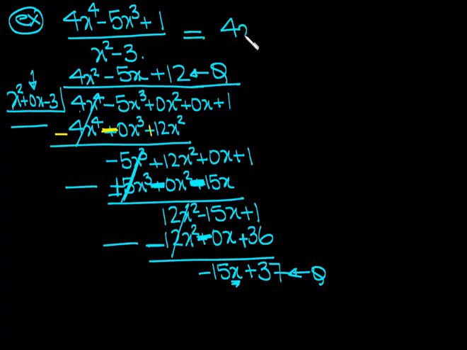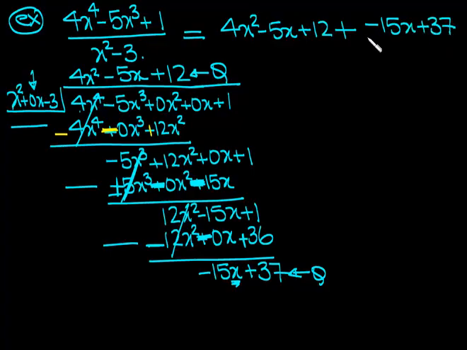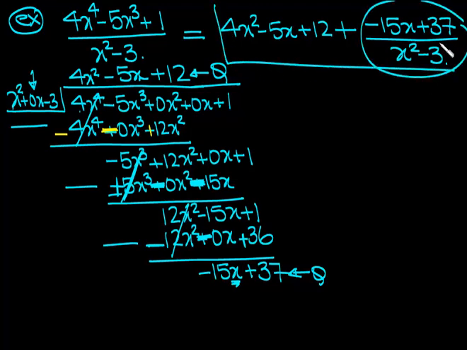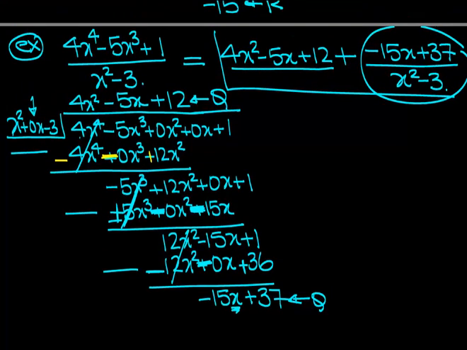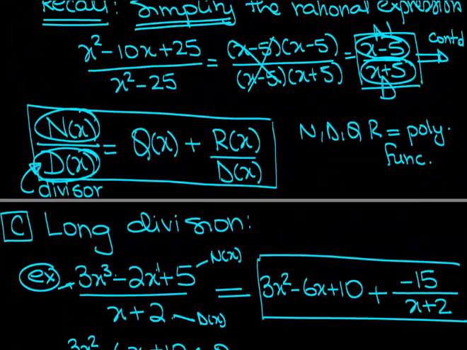You have 4x squared minus 5x plus 12, my quotient, plus my remainder, which is 15x plus 37, divided by your divisor, which is x squared minus 3. Okay, so there's your answer to that problem. It's just that we cannot divide any further, so we still need to write it in that form. But we did divide it quite a bit up here. Okay, so we take a look at two examples of long division.